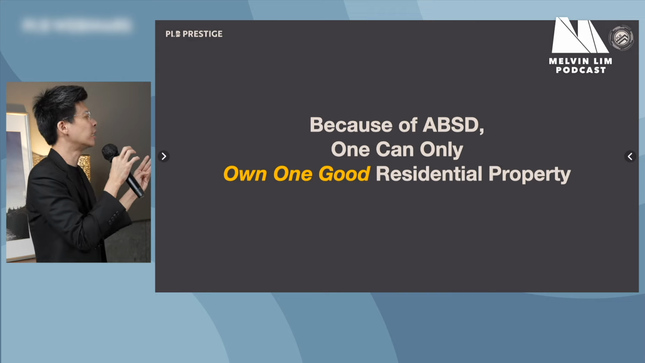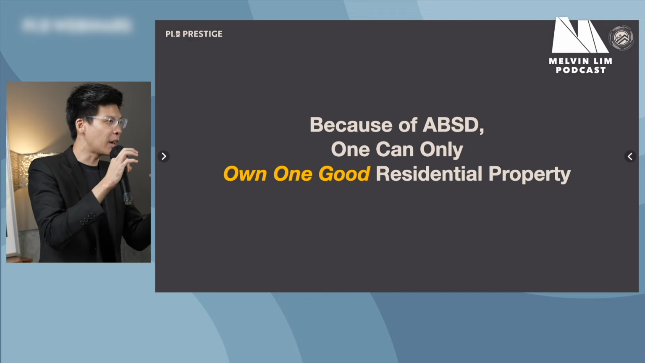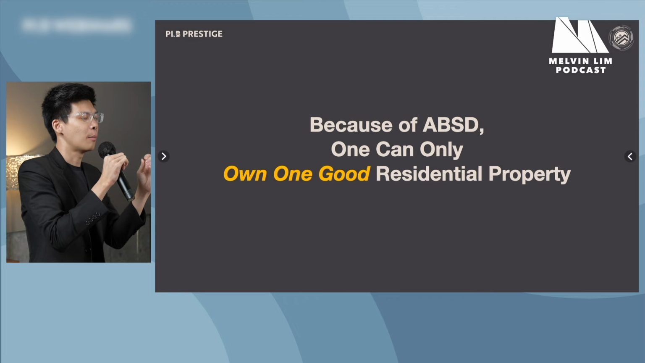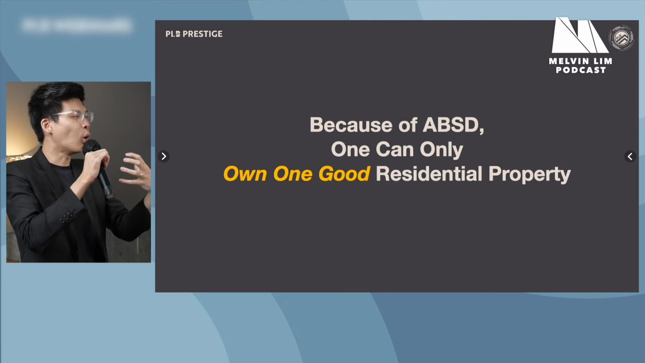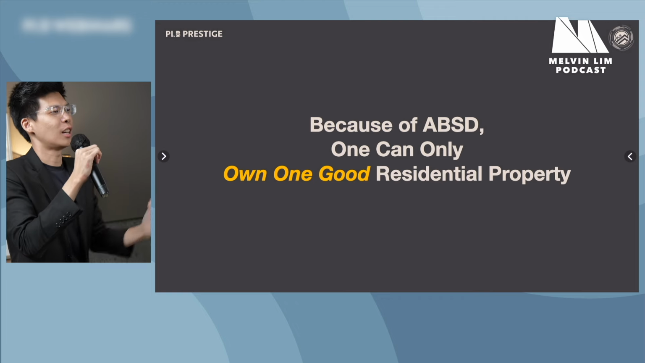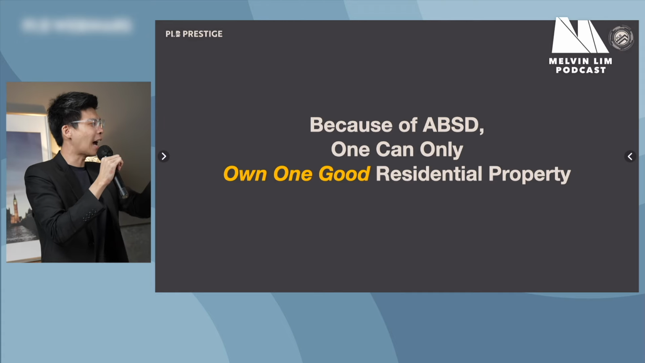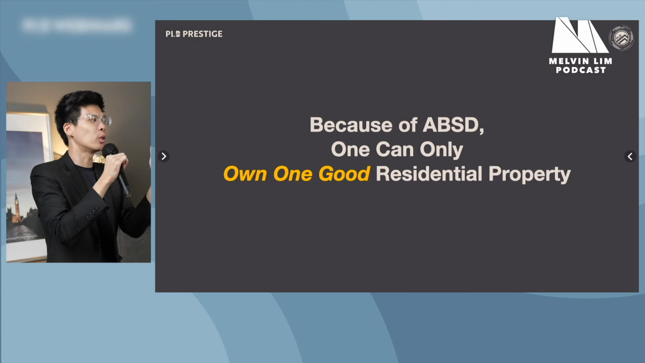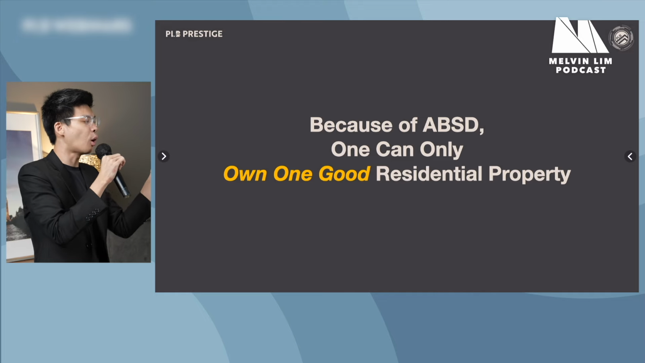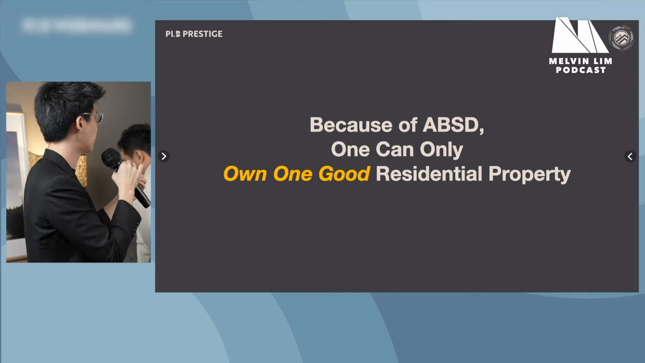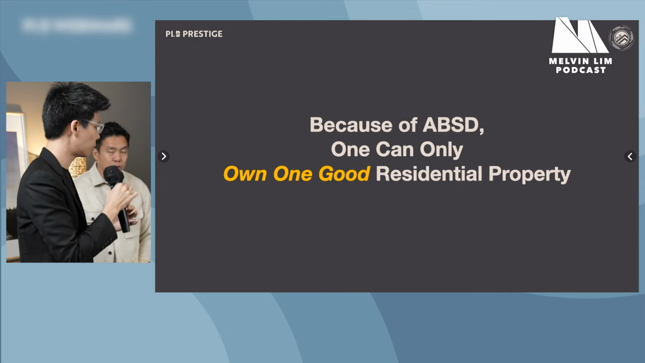And hence, we will start to see a change in behavior. Instead of going for one and two bedders, because you can only own one, the only way for you to increase your portfolio value is to expand through owning a higher value property, which is a bigger property. So we actually see more interest in people buying 3 bedrooms, 4 bedrooms, 5 bedders, as well as landed homes, or penthouses as well.